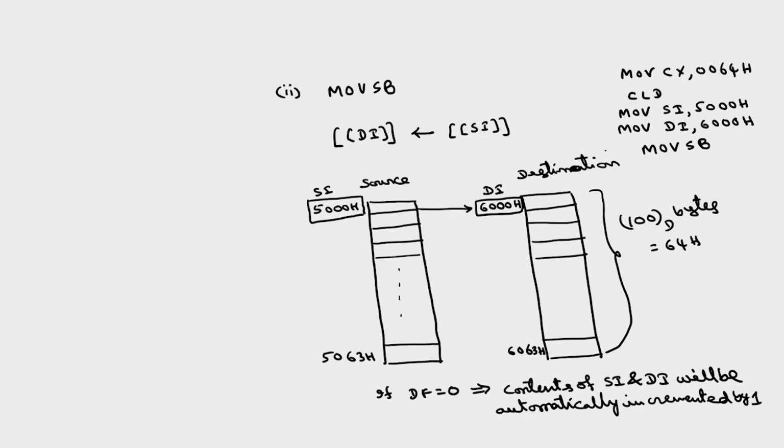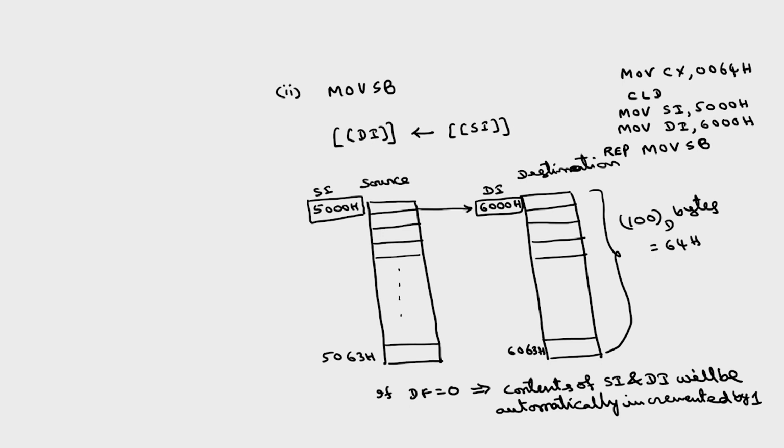If I add a prefix like REP, repeat is a 1 byte prefix, which if I add here, this operation will continue until CX is equal to 0. By default, the register is CX. So, this move string byte will be executed that many times, that is 100 times, and because the direction flag is reset, the contents of SI and DI will be automatically incremented. After 100 bytes have been transferred, this program will come out of the loop. This is how we can transfer 100 bytes from source to destination using the move string byte instruction.